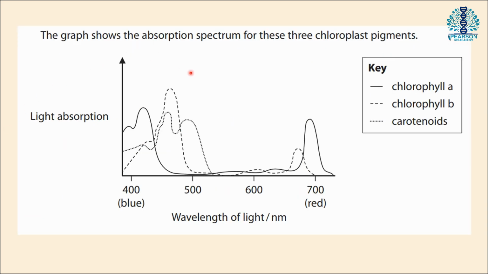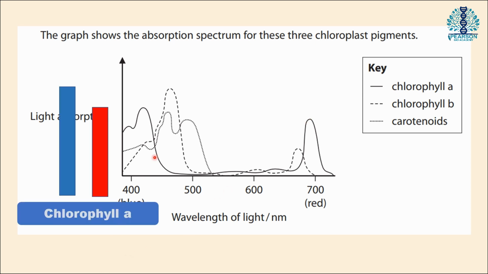Let's begin by analyzing the absorption spectra of the pigments involved. First, we'll look at the absorption of chlorophyll A. As we can see, chlorophyll A absorbs light most effectively in the blue and red regions of the spectrum. The absorption in the blue region is relatively high compared to the red, but it still absorbs both wavelengths strongly.